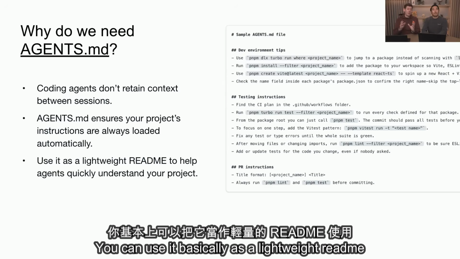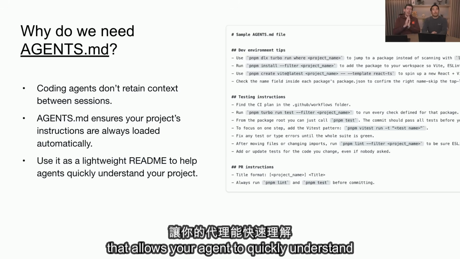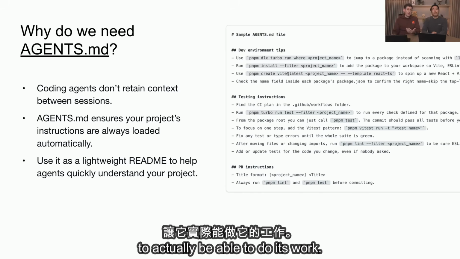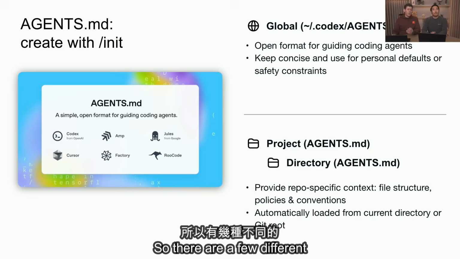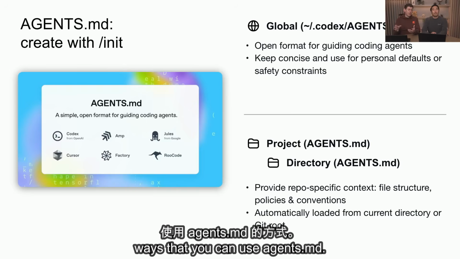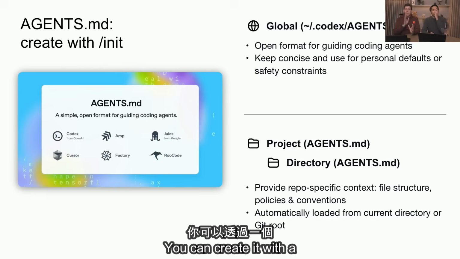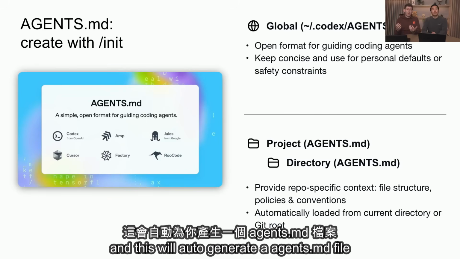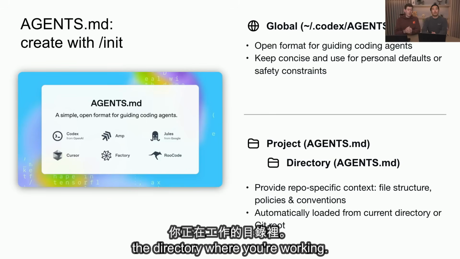You can use it basically as a lightweight README that allows your agent to quickly understand and get up to speed on your project and just get that context it needs to actually be able to do its work. So there are a few different ways that you can use agents.md. You can create it with a /init command in the Codex CLI, and this will auto-generate an agents.md file for you just in the directory where you're working.